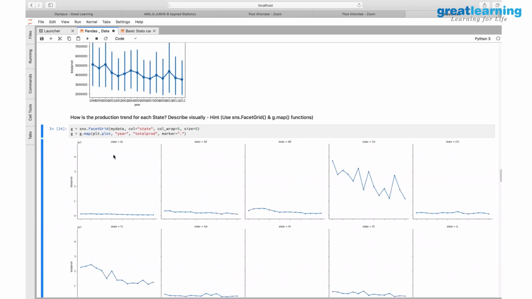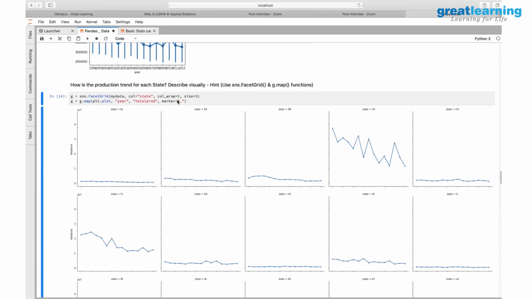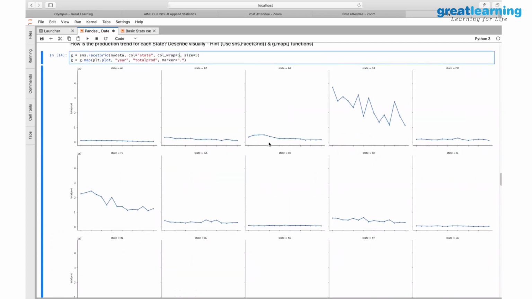1, 2, 3, 4, 5. It creates five columns only. So you can just play around and see which works, given the amount of data you are looking at, which column you are looking at, how much you want to do. You can start exploring. But what this does, it plots.